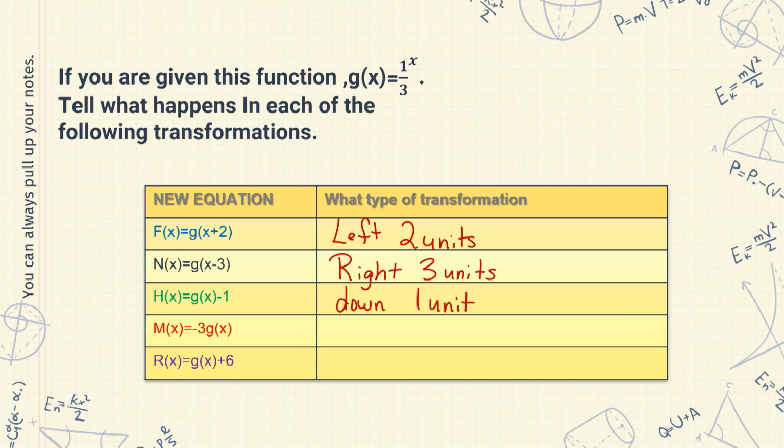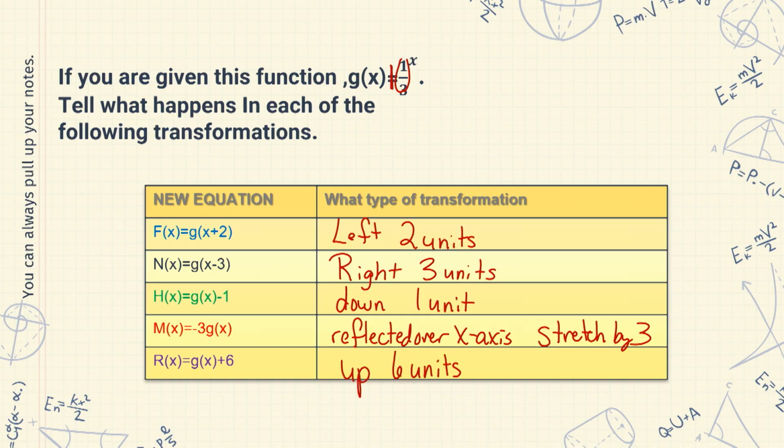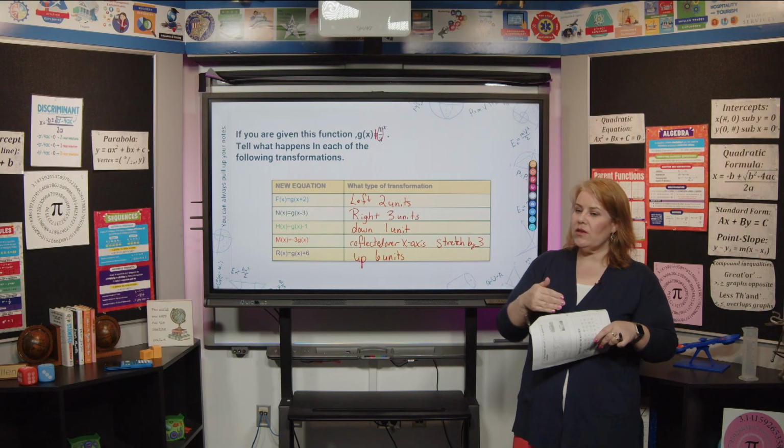Now, look at this one. What am I doing? I have put a negative in front of that 3. So what happens when I put a negative in front of that 3? Obviously, I've reflected over my x-axis, but now I've also changed that 1, which was right here, and I've multiplied it by a 3, so I am stretching. All right? And then if I add 6 outside of that parentheses, obviously we have gone up 6 units. Good job.